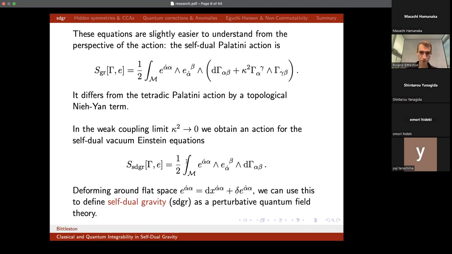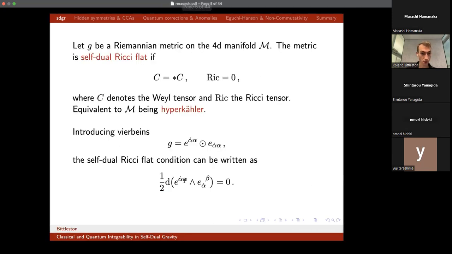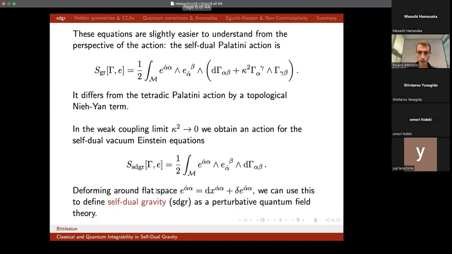When we do that, we're left with this action for self-dual gravity, which is just the two Vierbeins wedged against D of what was originally the anti-self-dual spin connection, which has now been linearized, and it now just acts as a Lagrange multiplier. If we integrate it out, what we'll find is we impose the self-dual vacuum Einstein equations. Perturbing around flat space, we just take our Vierbeins to be the standard Vierbeins of flat space plus some perturbation. We can use this to think of self-dual gravity as a perturbative quantum field theory. And so this is what I mean by self-dual gravity.